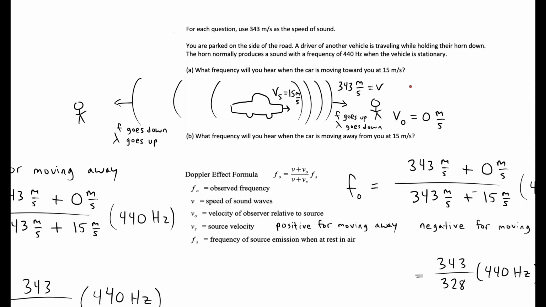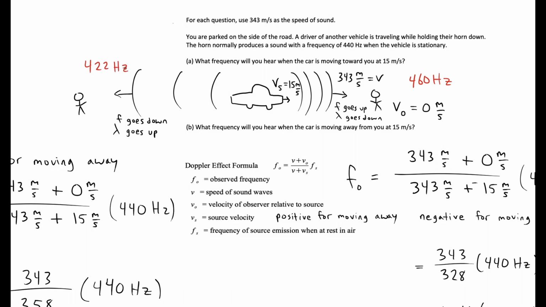So we perceive 460 hertz when the horn is heading toward us, and we perceive 422 hertz when the horn is moving away from us. Even though the vehicle is moving away from us, sound will still travel in air at the same speed of 343 meters per second.